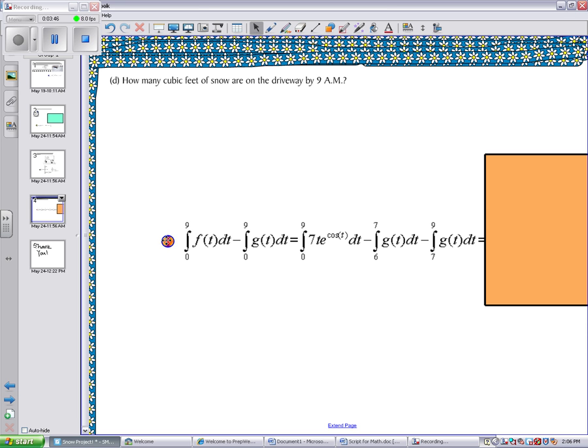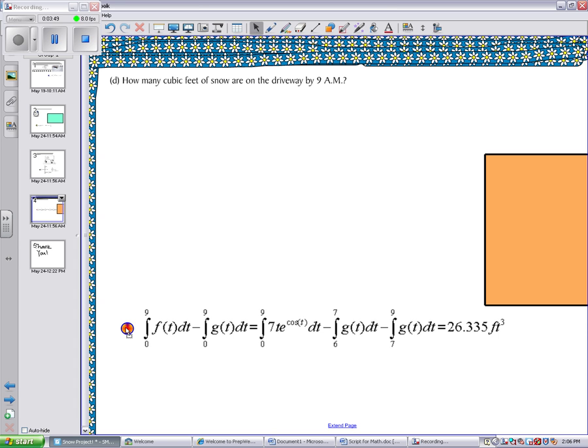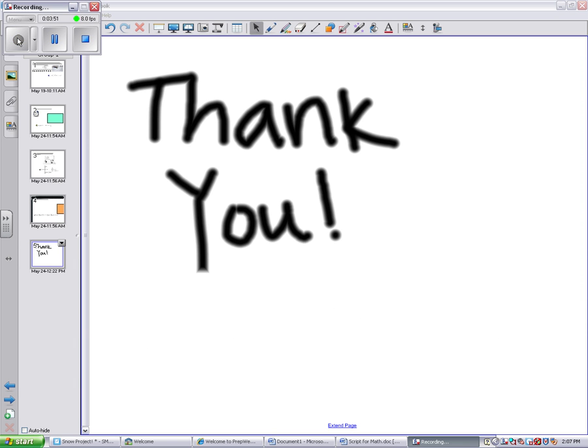The integral of g(t) is separated because the bounds from 6 to 7 and 7 to 9 are in the bounds of g(t). The answer equals 26.335 cubic feet.